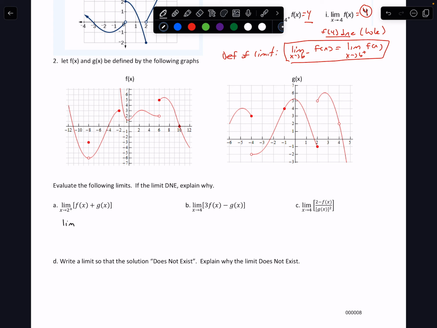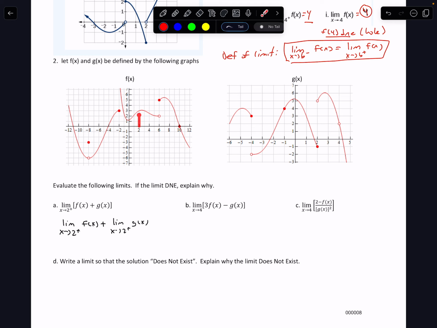We have to write this as the limit as x approaches 2 from the right of f of x plus the limit as x approaches 2 from the right of g of x. Not probably something you did in pre-cal last year, but in calculus, we have to show this, especially if you're taking the AP Calculus exam. And now we're just going to take a look. We're only interested in the right side.